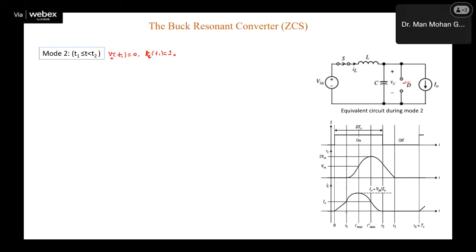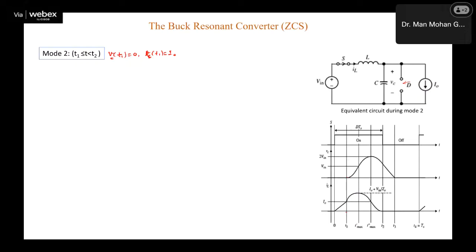This I node is constant. The switch remains on. And what is our target? Our target is to turn off the switch. We will turn off the switch when the current through the switch is 0. Yet the current has not become 0 through the switch. So let us write the equation.